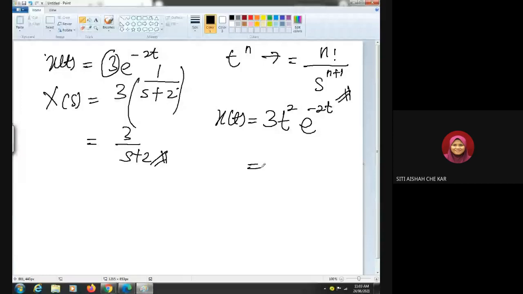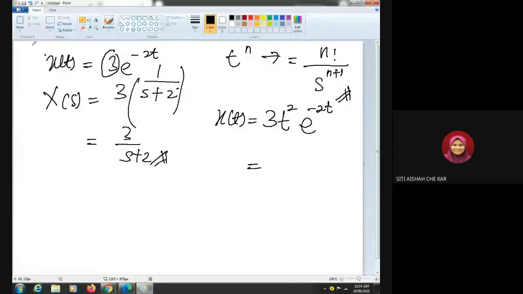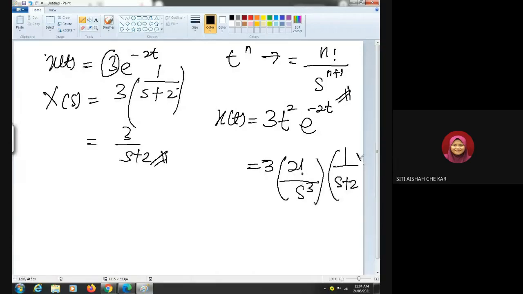Okay, this one, when you gonna solve this problem, you tak boleh buat macam ni. You Laplace this separately, so you get 2 factorial and s power of 3. Lepas tu you Laplace ni pula. Okay, most of the students will answer this question like this one. But this is wrong. You cannot Laplace one by one and then you multiply. You darabkan. Tak boleh.